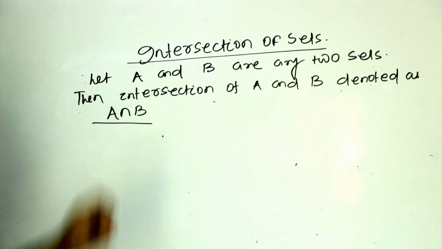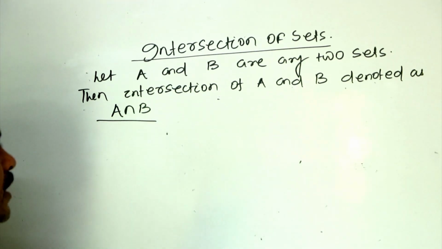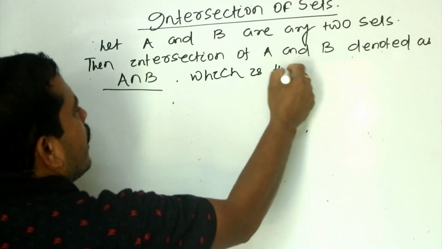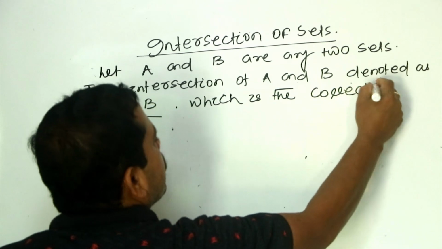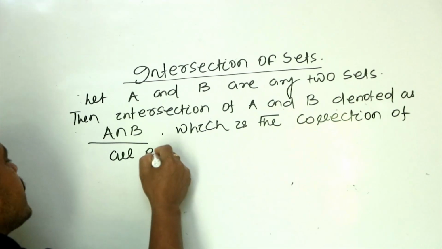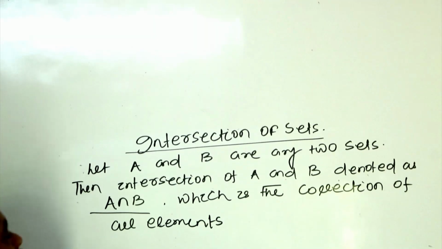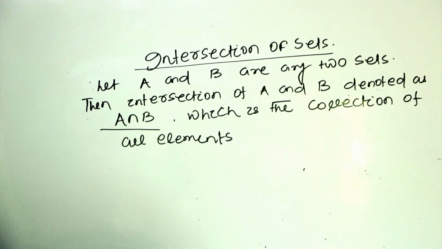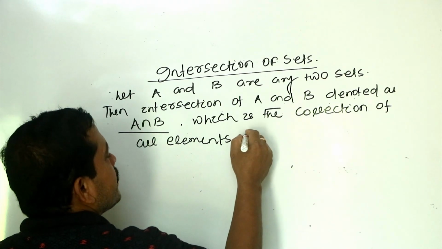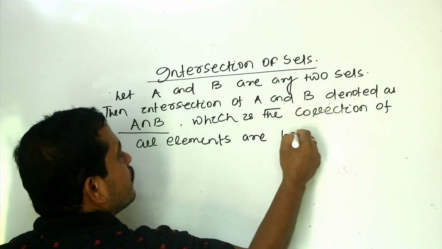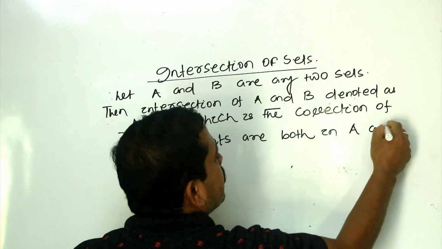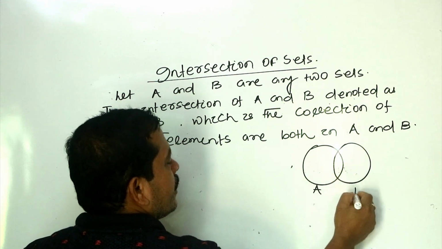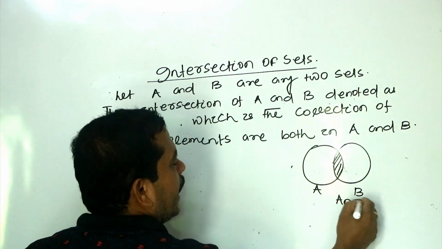Union is the maximum of two sets, but intersection is the minimum of two sets, which is the collection of all elements which are in A and also in B, that is, the collection of all elements that are both in A and B. That is the common elements of A and B. Intersection is the common elements of A and B.